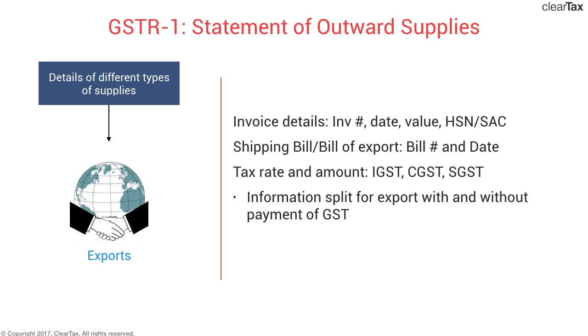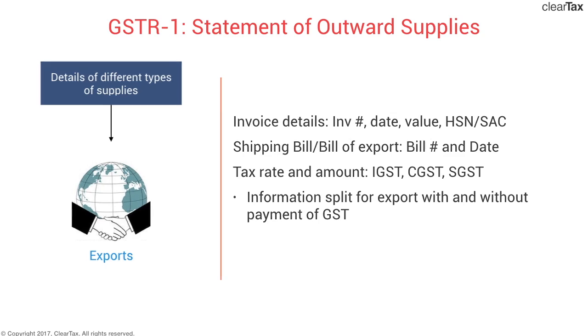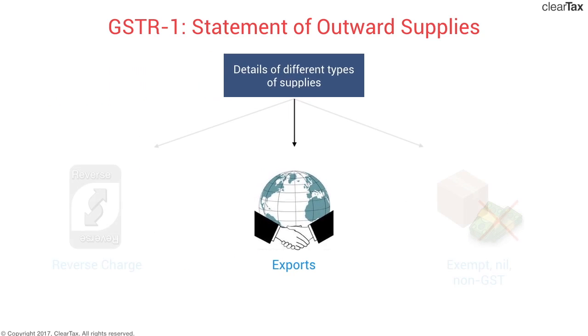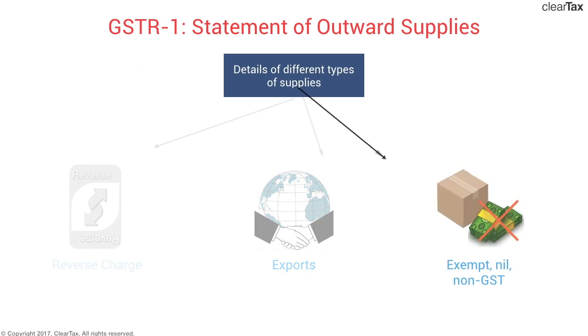If you've exported goods with payment of tax and intend to claim a refund on that tax amount, then you include that in one portion. If you have exported goods without paying any tax, you put that in another portion. It has to be split. This is for the government to identify how much of refund you can actually claim. That's the information for exports.